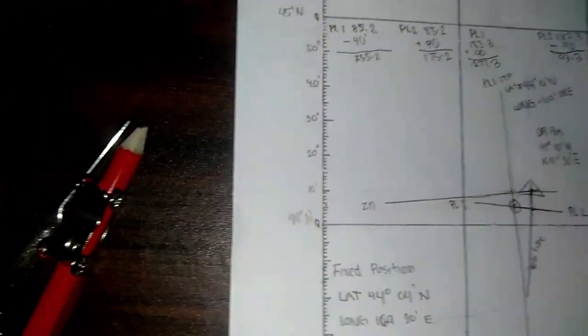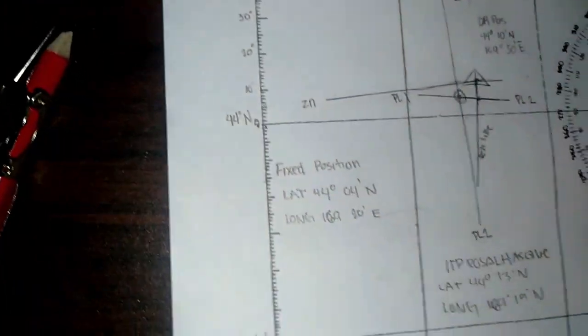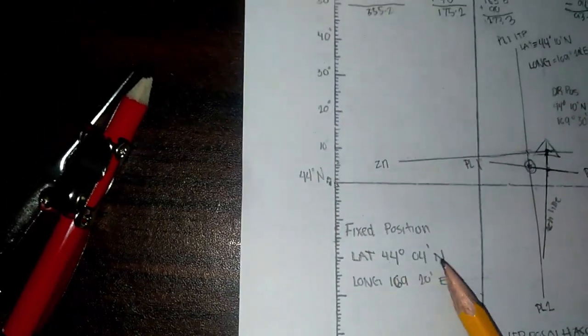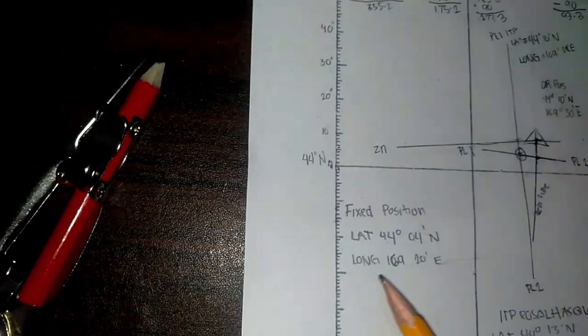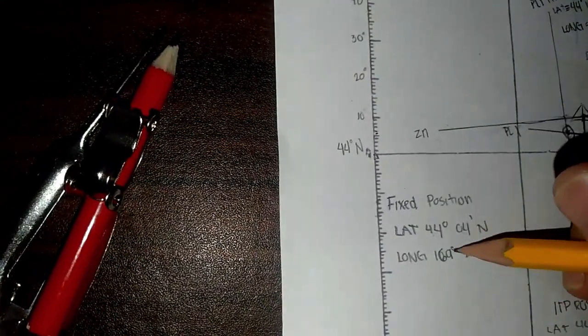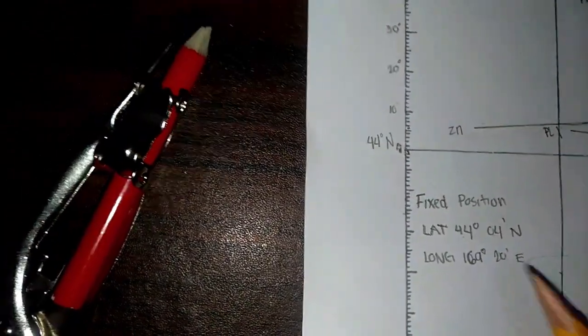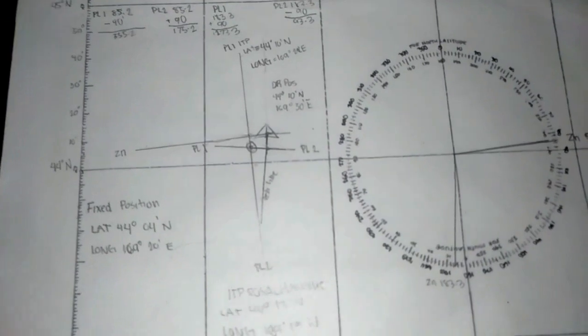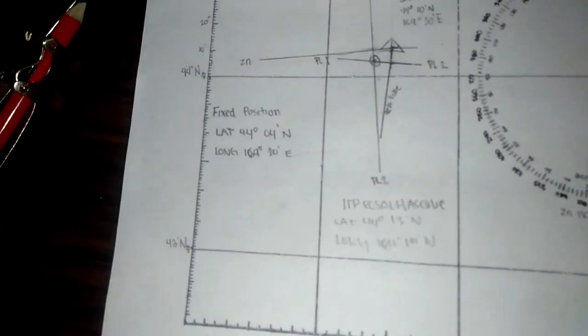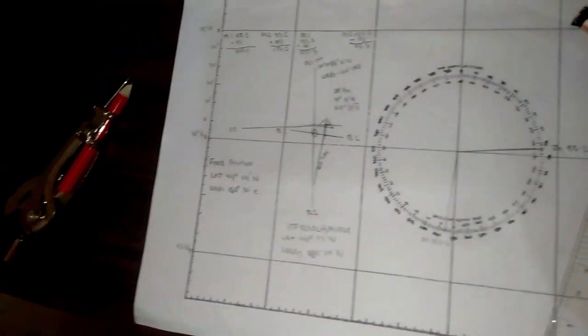So the calculated fixed position, latitude and longitude, is 44 degrees 04 minutes north, and longitude 169 degrees 20 minutes east. So that's how you get or calculate the fixed position using 2 stars.